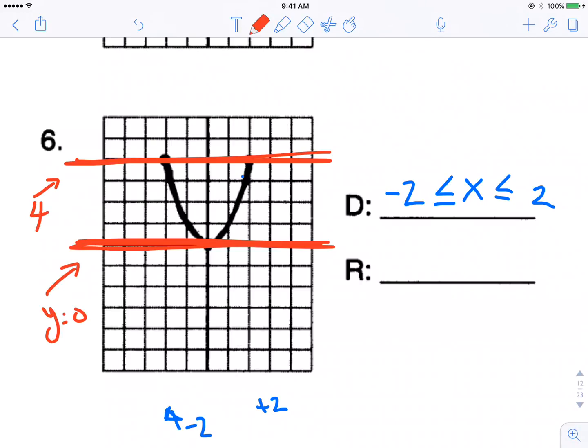So again, I go to my statement. 0 is my low point, less than or equal to y, less than or equal to my highest point, 4. And there's your domain and range for that graph.